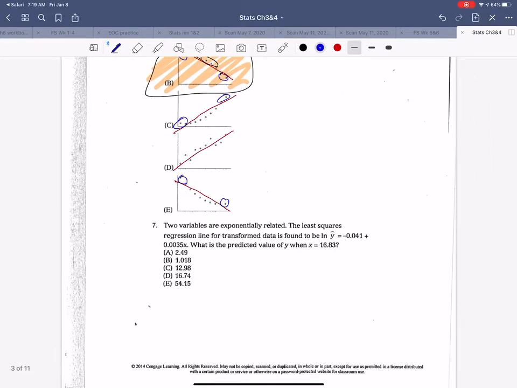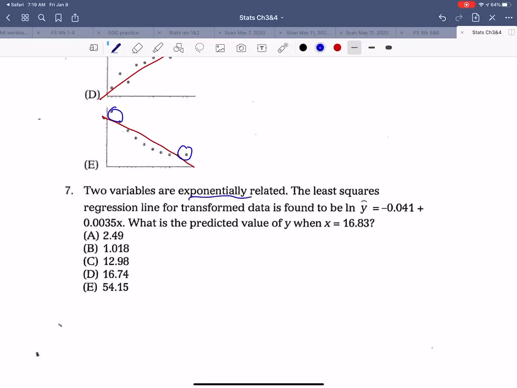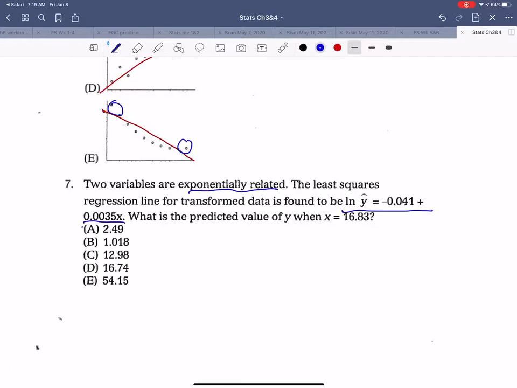7. Two variables are exponentially related. The least squared regression line can be transformed by this formula. What is the predicted value? Okay, so this comes right out of our cheat sheet too. So the natural log. And we're really just being asked to plug this in. So this is kind of an algebra question. What is the predicted value? So they're asking you to solve for y hat.